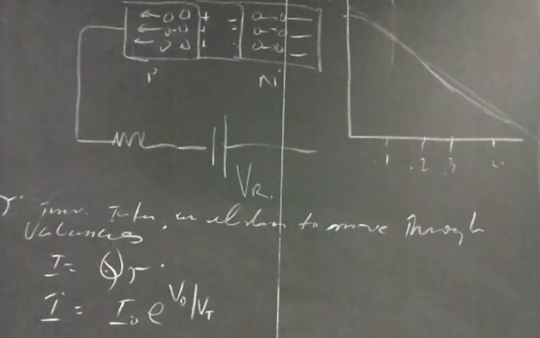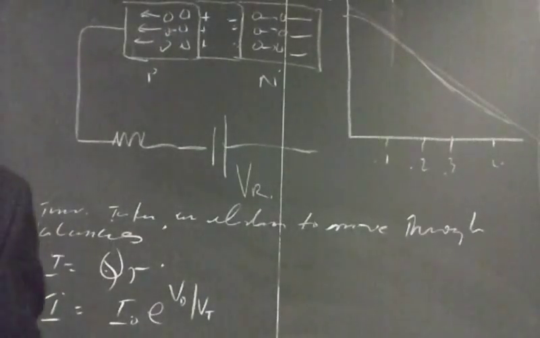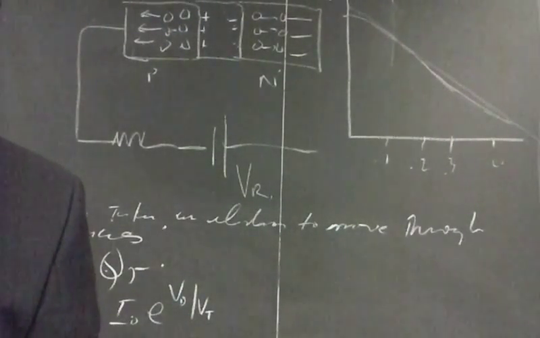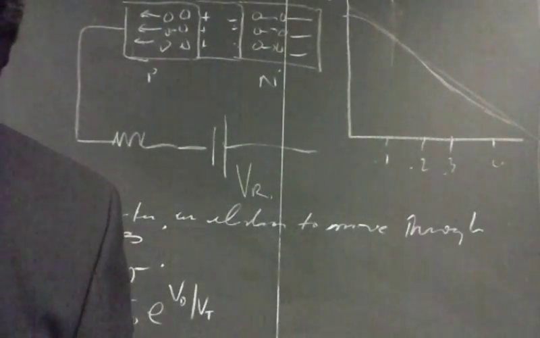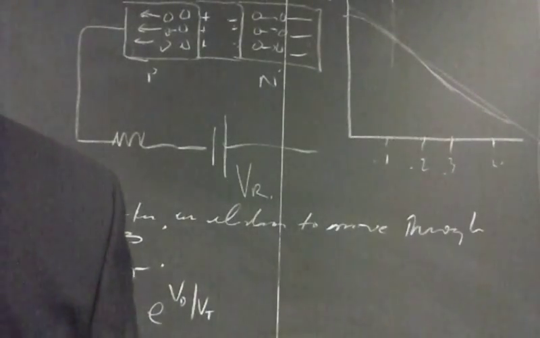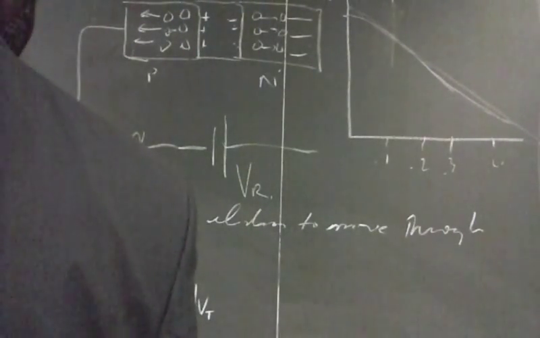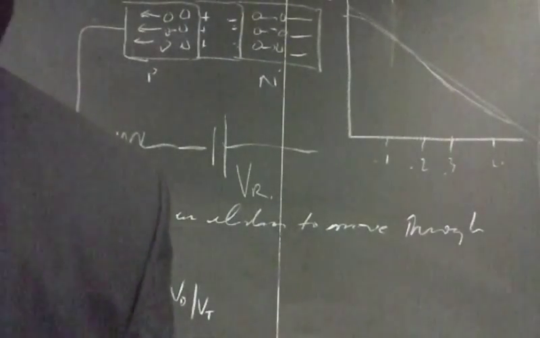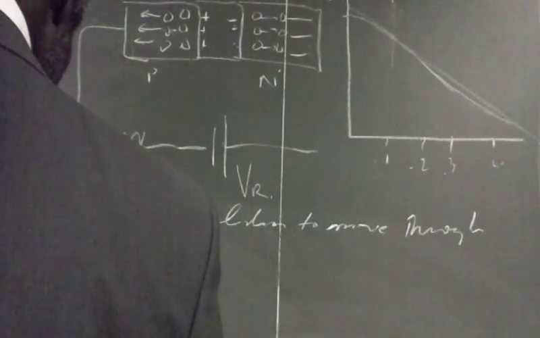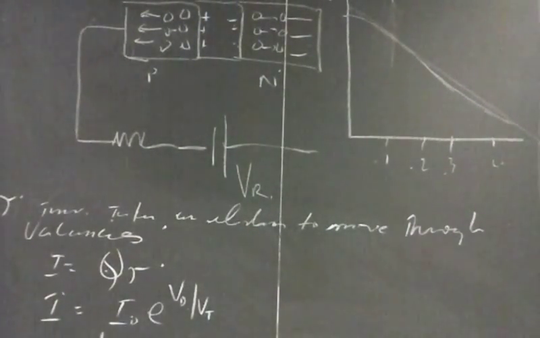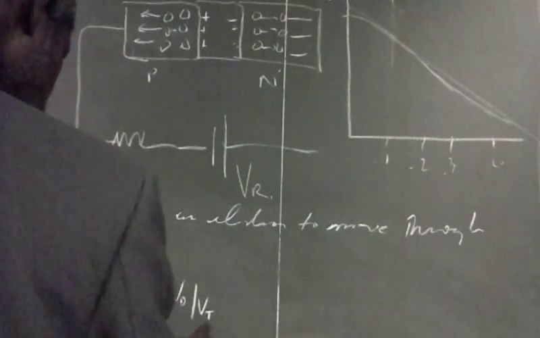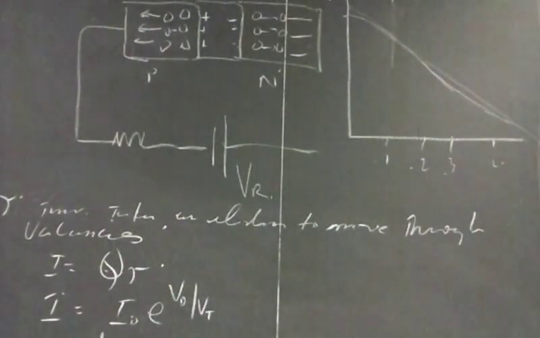And this capacitance is called the storage capacitance. CFS is now equal to dq by dVd, and if we differentiate, this would be tau, and we will get Id over Vt. So that is the storage capacitance in the forward bias sense.